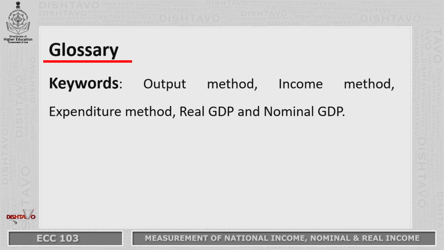As far as my glossary is concerned, the following are my keywords: output method, income method, expenditure method, real GDP and nominal GDP. This is all about my presentation on macroeconomics chapter number 1, measurements of national income.